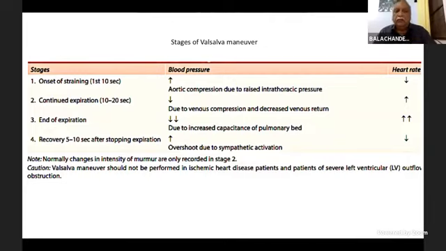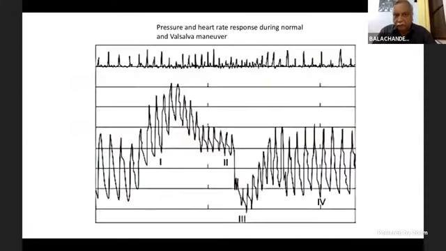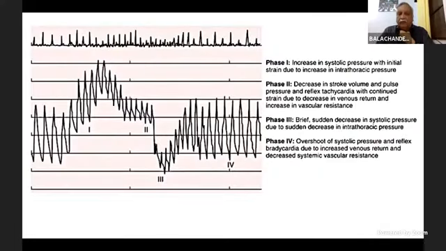This slide is just to tell you that in the first 10 seconds, there is an increase in blood pressure, aortic compression due to increased intrathoracic pressure. And the last stage is an overshoot, and that is directly due to sympathetic activation. So this is just the slide of pressure and heart rate response in Valsalva maneuver.